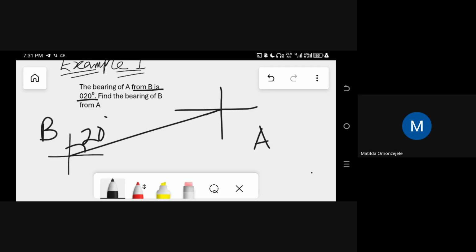Then secondly, you would have to identify between these 2 points, which one is A and which one is B. And the simple way of identifying it is you go to the question and look at where they said from this is this. The bearing of A from B is 20. That's why I underlined it. From B is 20 degrees, meaning it is that B that is the 20 degrees. So that place you put 20 degrees, that is the point B. Then the other point is point A.